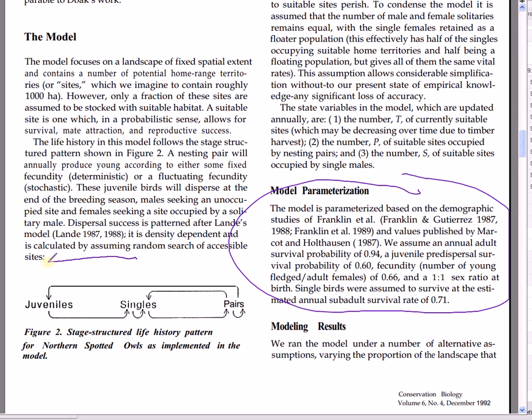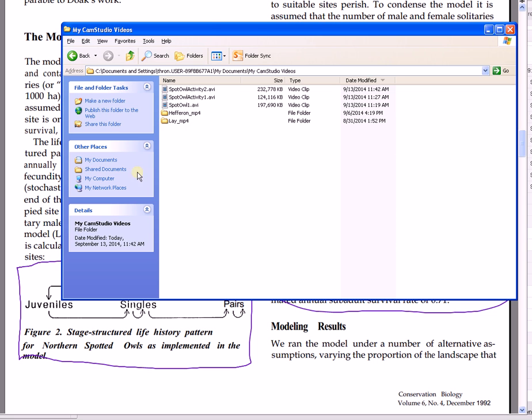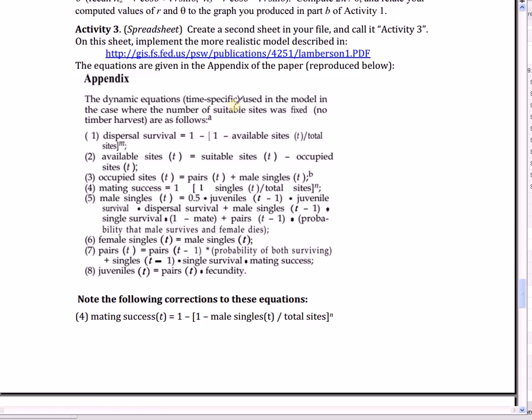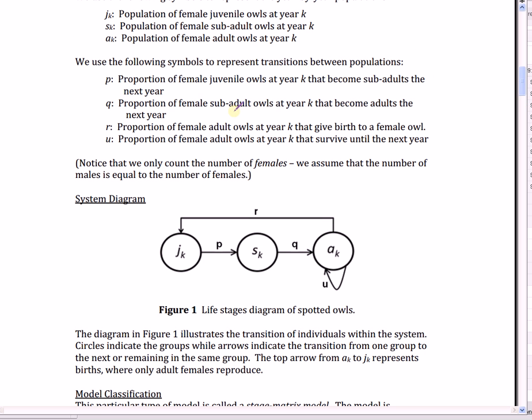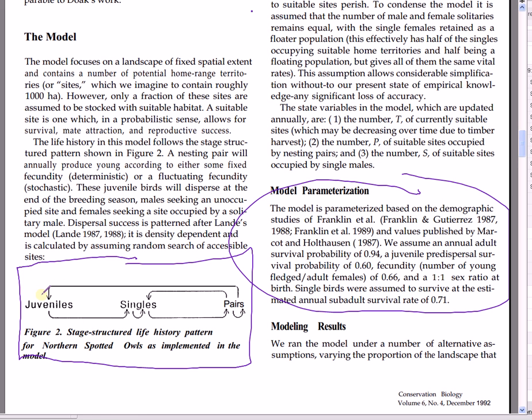You can see here the system diagram, which is very similar to the system diagram that I gave previously. Let's take a look at that so you can compare. Now in our system diagram we had juveniles, subadults, and adults. And we had this kind of cycling pattern here. Now, as in his model, it's a little more complicated. Instead of juveniles, subadults, and adults, he says juveniles, singles, and pairs. So he actually includes the male and female in this model.